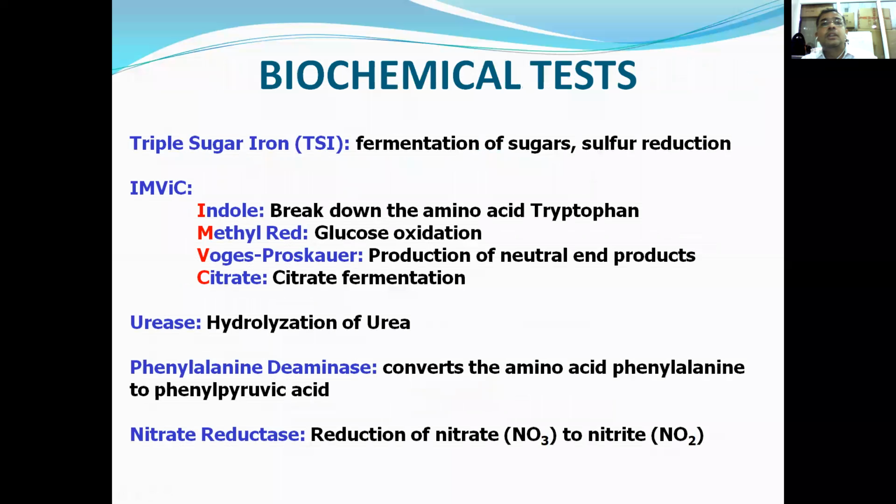Now we will move to today's class. We will discuss these biochemical tests. These are not the sole secondary biochemical tests. There are others also that I had given as a part of your assignment. But in depth, we will discuss the TSI test, IMViC test, urease, phenylalanine deaminase, and at the end, we will also discuss the nitrate reductase test. So these are the basic important tests that help to classify or identify some species of bacteria.